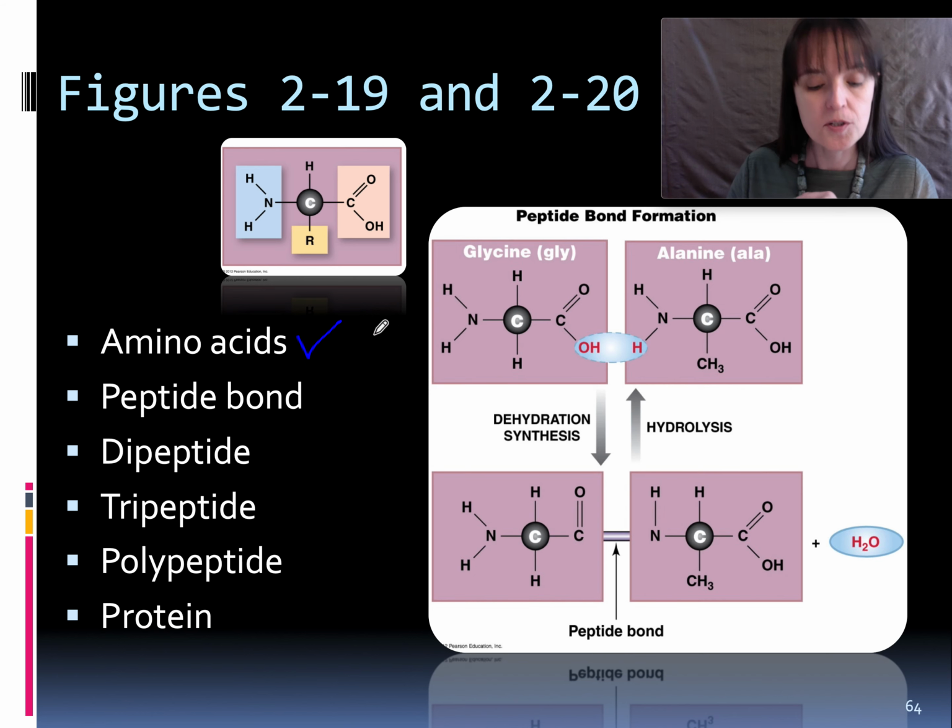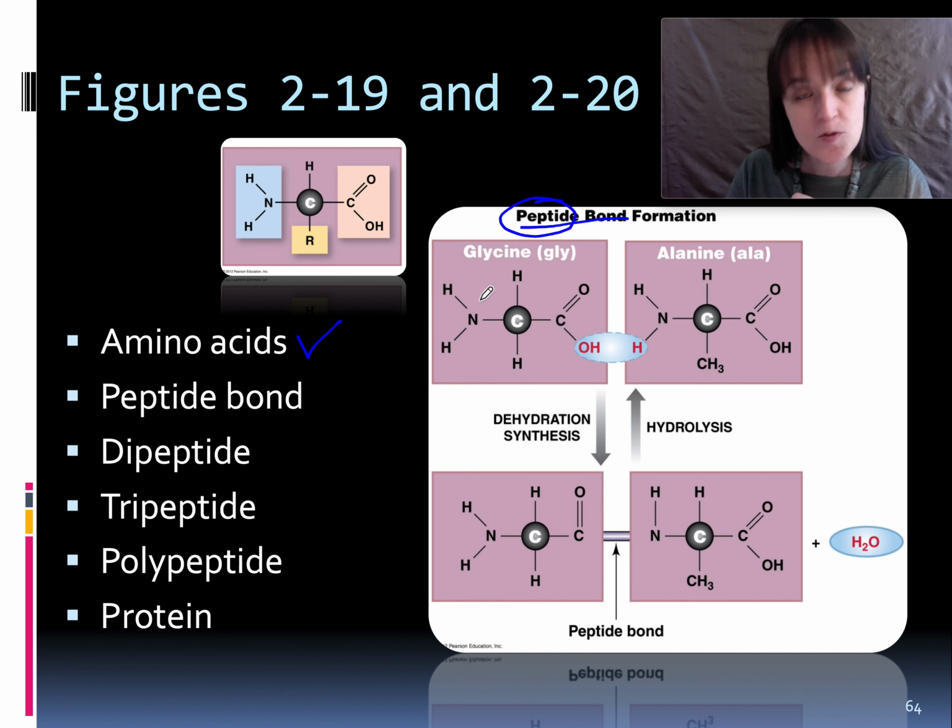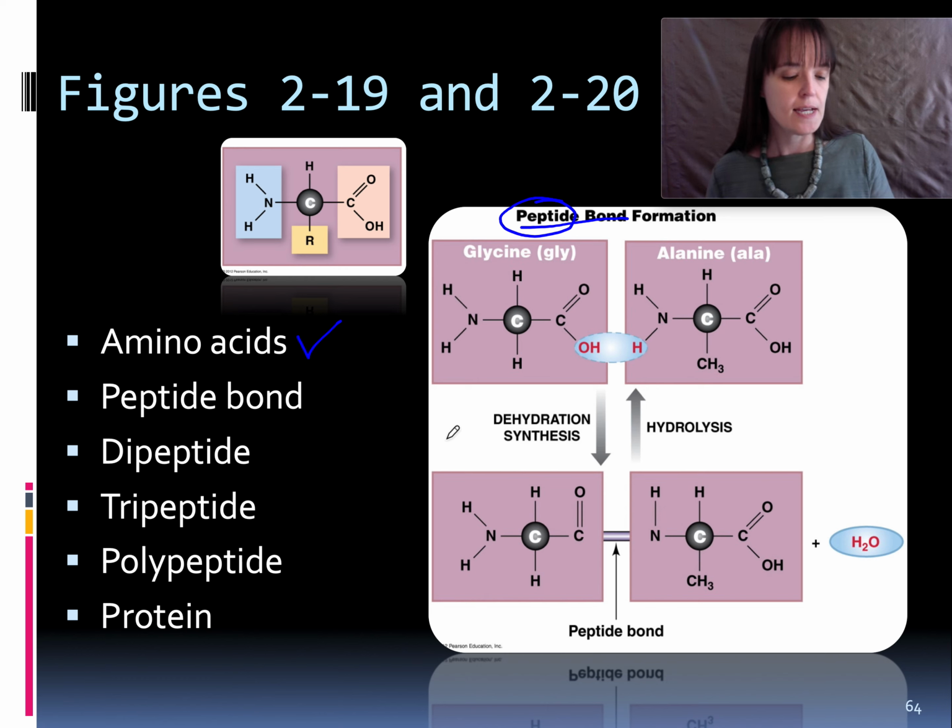Okay, so 2 amino acids. Here's an amino acid, and 2 amino acids are stuck together with what is called a peptide bond. Anytime you see this word peptide, we're talking about amino acids, and if there's enough amino acids, we'll call it a protein. If you stick 2 amino acids together with a covalent peptide bond, we use dehydration synthesis to make a peptide bond and hydrolysis to break it.